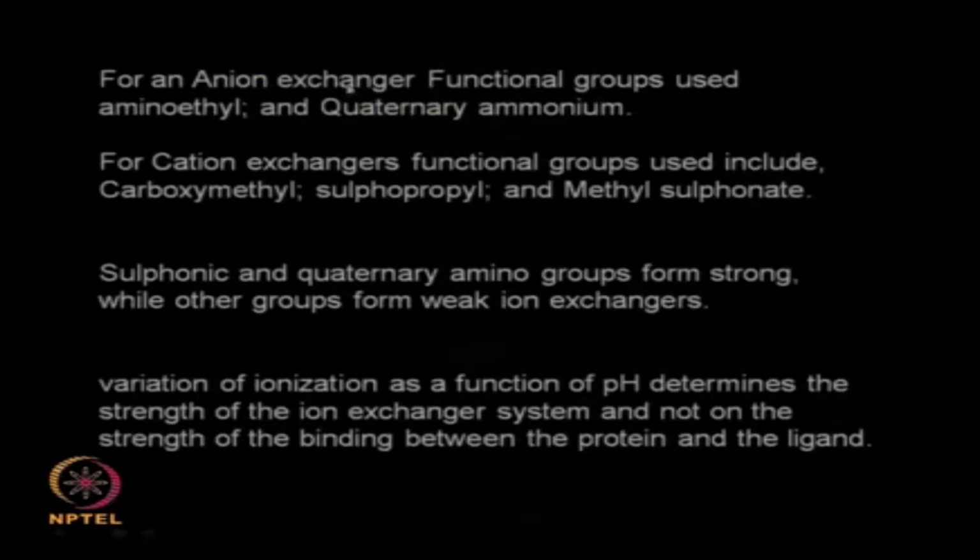So for example, if you are looking at an anion exchanger, the functional groups used could be aminoethyl or quaternary ammonium. So there will be a plus charge on the nitrogen, okay. For cation exchangers we can have functional groups like carboxymethyl, sulfopropyl, methyl sulfonate, and so on, okay. Sulfonic and quaternary ammonium groups form strong, while other groups form weak ion exchangers. So if you are varying the ionization as a function of pH, it determines the strength of the ion exchanger. It does not tell you anything about the strength of the binding of the protein and the ligand, okay. It just tells about the strength of the ion exchanger system.